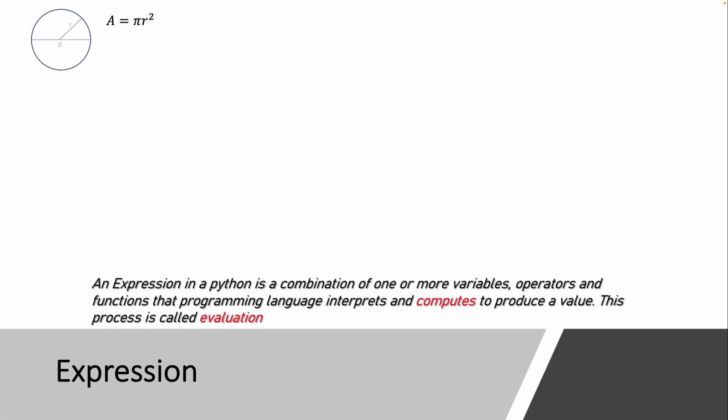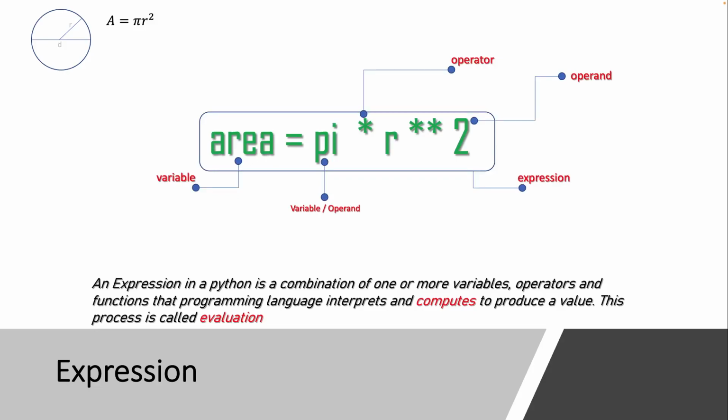And this process of computing a value, we call it evaluation. Okay, so check this one. How can this actually be written in Python: area, which is a variable, pi, which is a variable, and r, which is an operand, right? Star is the operator, right?